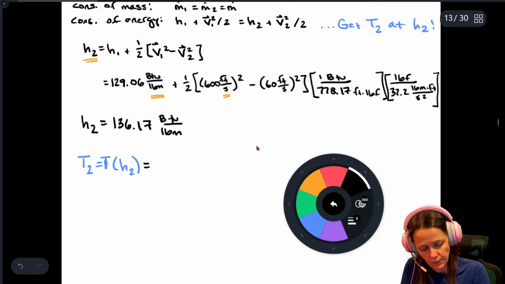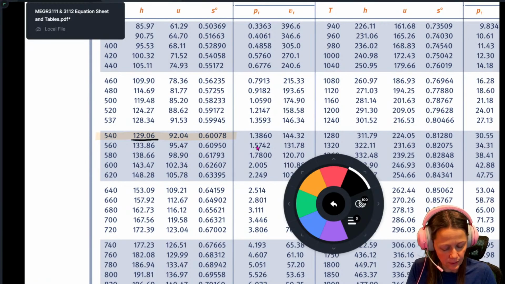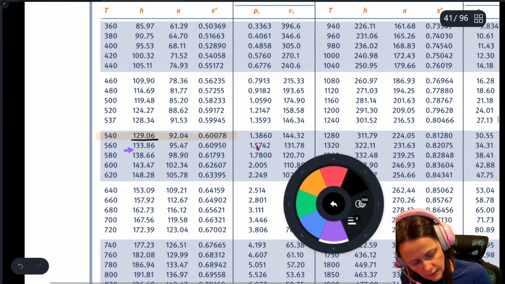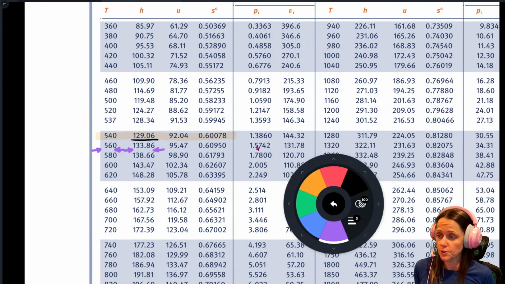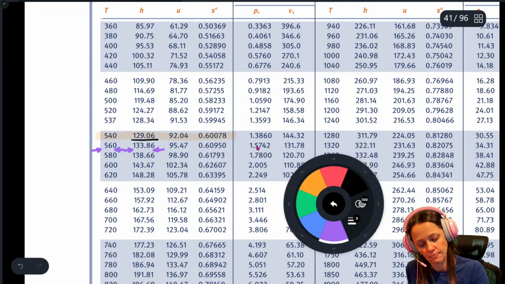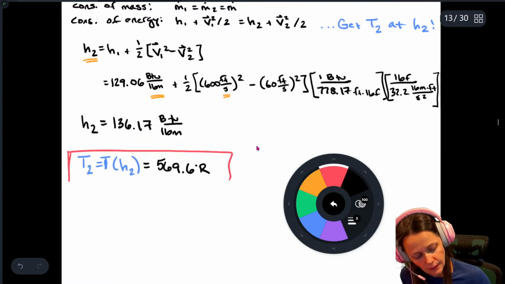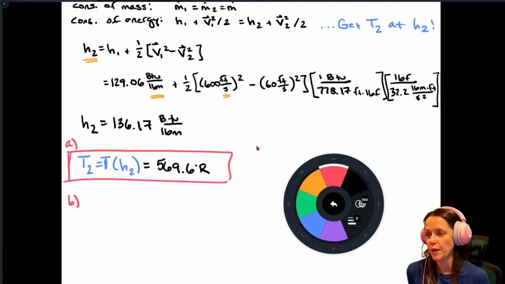And that's going to be, let's go ahead and get that guy. So our enthalpy was 136.17. So that looks like right there. And so your temperature would be in between there. And I actually interpolate for something really close to 570. So it's 569.6. That's degrees Rankine. So that's part A.